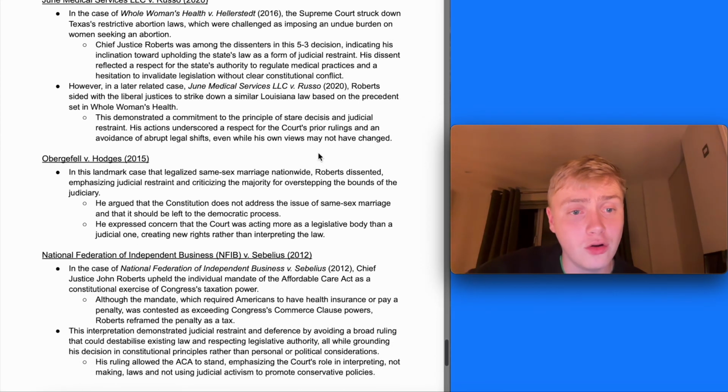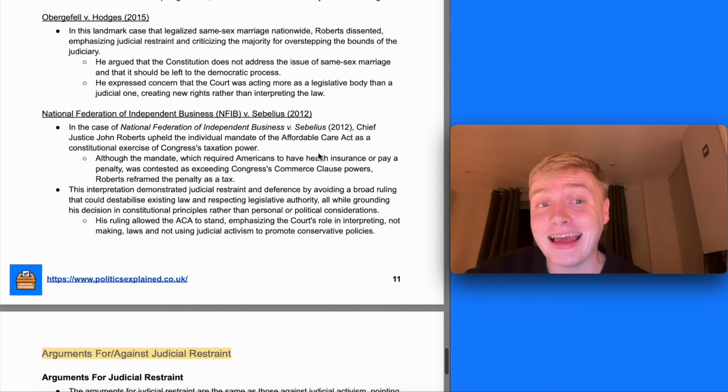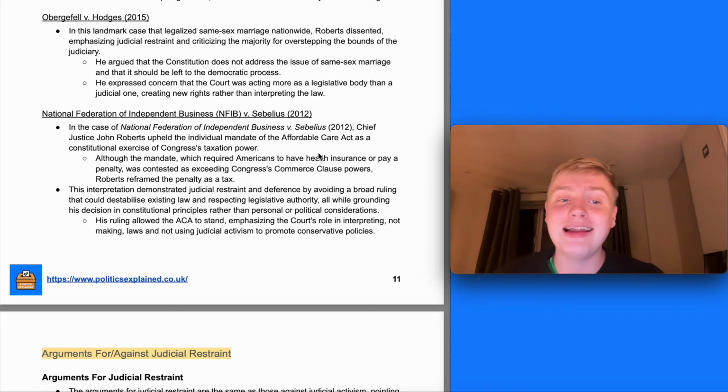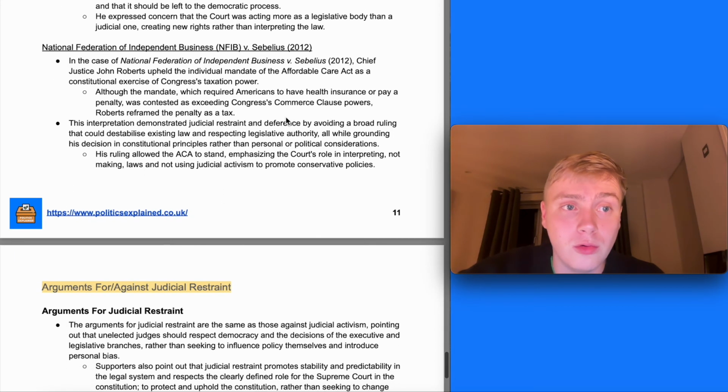In Obergefell versus Hodges, Roberts dissented against the decision, emphasising judicial restraint and arguing that actually it was an example of judicial activism and overstepping the bounds of the judiciary. He argued that the Constitution doesn't address the issue of same-sex marriage and that it should be left to the democratic process, and expressed concern that the court was acting more as a legislative body than a judicial one, creating new rights rather than interpreting the law.